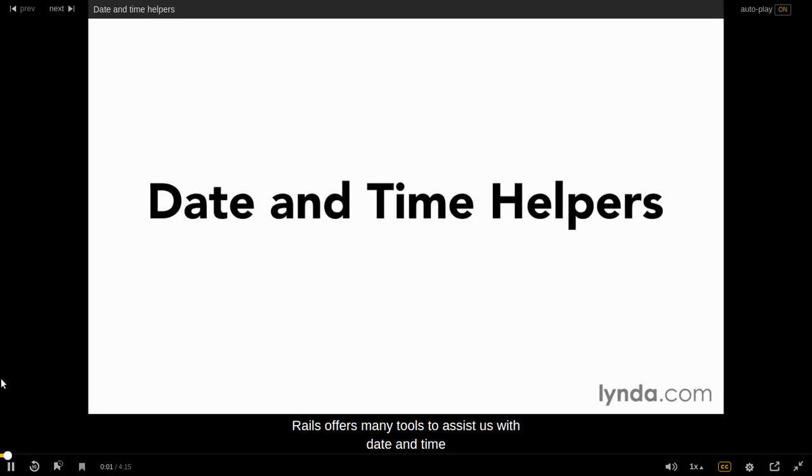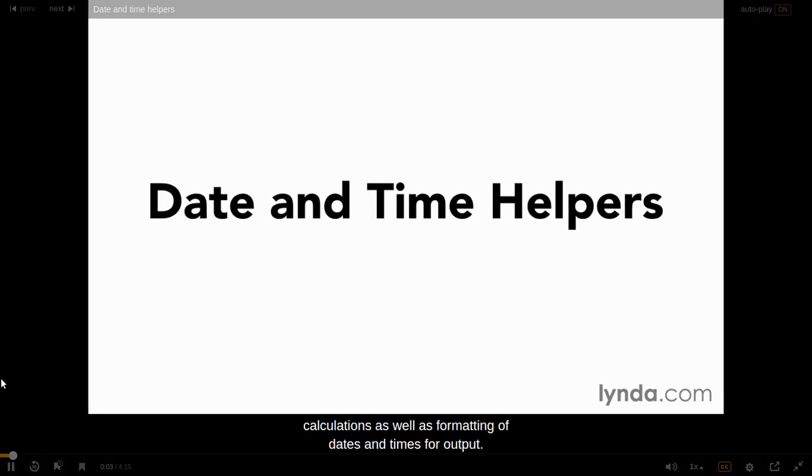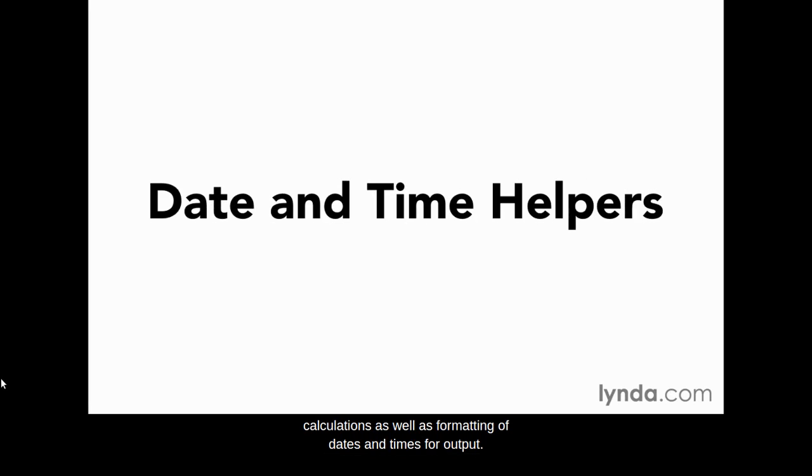Rails offers many tools to assist us with date and time calculations, as well as formatting of dates and times for output. These methods aren't exactly helper methods like the other ones we've been looking at, because these methods are available throughout Rails, not just in the views. These methods are additions that Rails makes to Ruby's core classes. Because they're available anywhere, the Rails console is a great place for you to try them out and experiment.